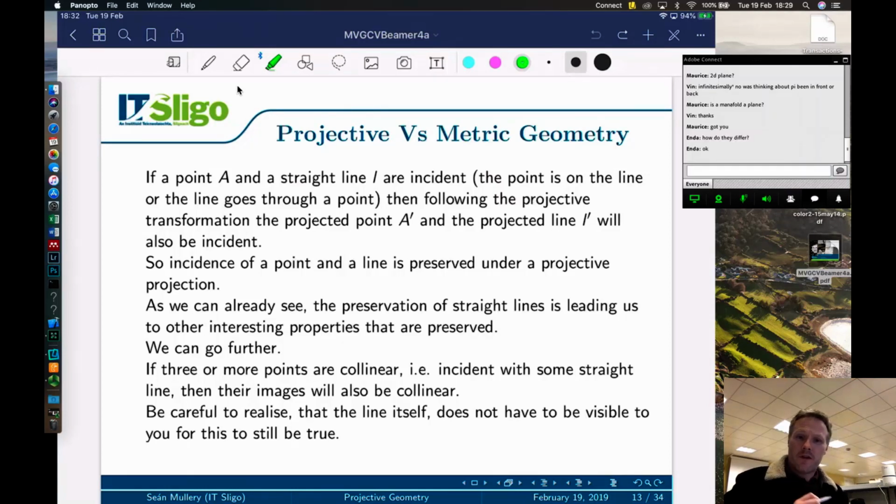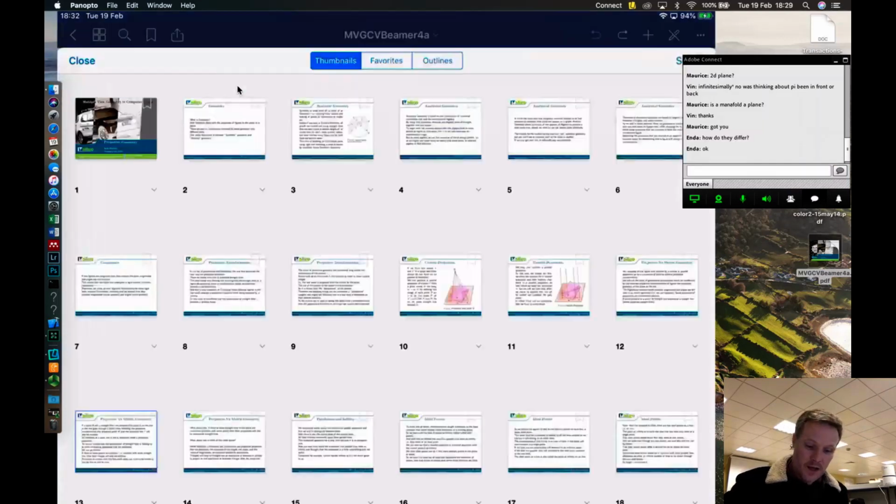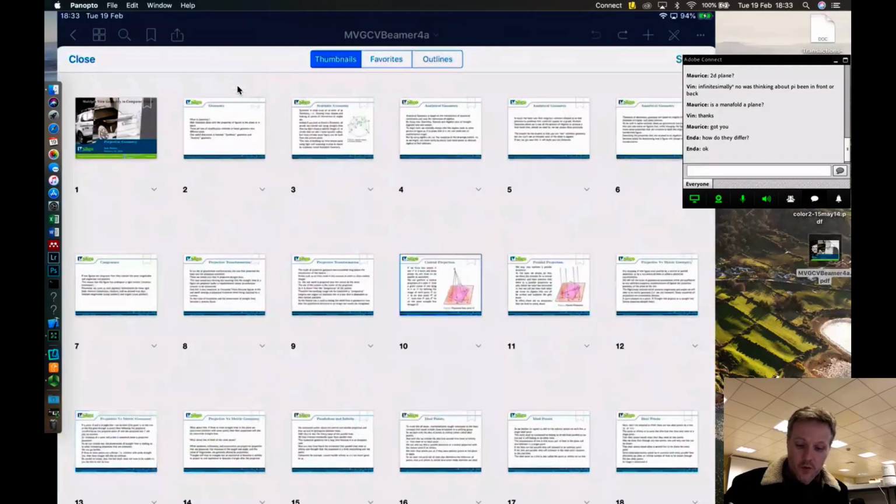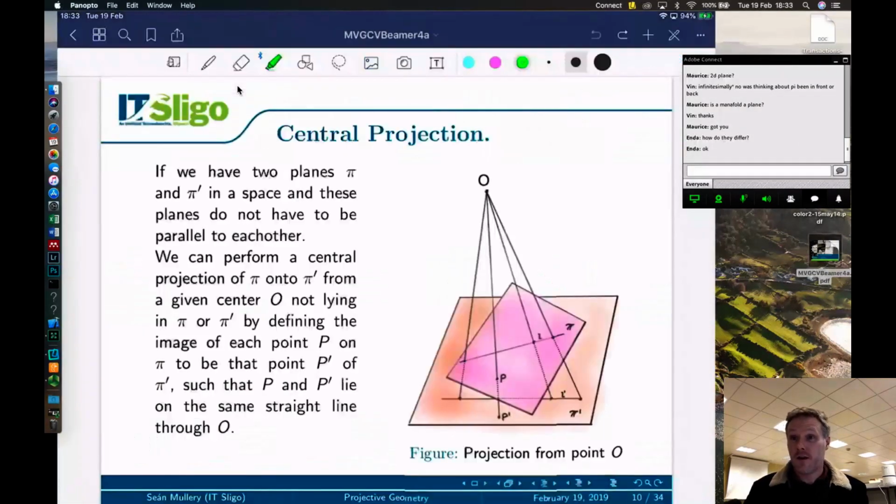If three or more points are collinear, i.e. incident with some straight line, then their images will also be collinear. And that's what we saw back here. Collinear means that 3 points all lie on the same line. And if they all lie on the same line on one plane and are projected from somewhere which is not on either plane, then they will all project to a line, lying on the new plane as well.